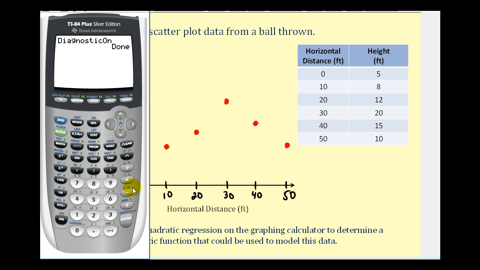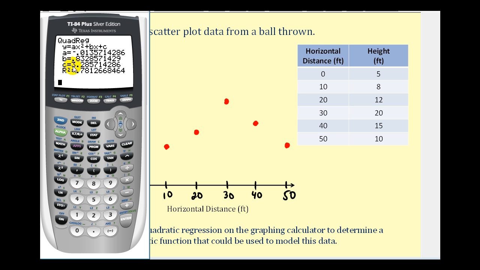And now we'll perform quadratic regression by pressing Stat, right arrow once. Option 5 is quadratic regression, so we'll press 5. Now before we press Enter, we want to automatically store the equation in Y1. So we're going to press the Vars key, right arrow once, Enter, and then Enter. And this will automatically store the regression equation in Y1. So now we'll press Enter.